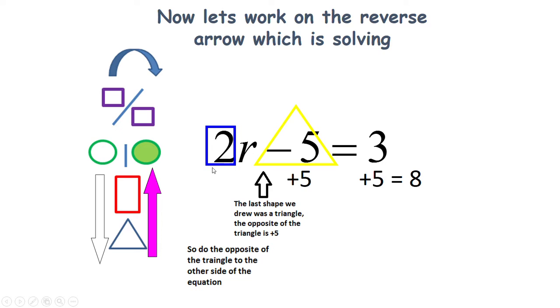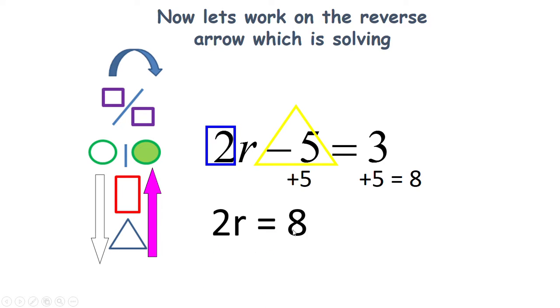We're never ever going to do it underneath the rectangle because we're trying to solve for r. So we're not going to add more numbers to where r is. No, we're going to move it to the other side of the equation. So that means right now, after we get rid of the triangle, we're going to have 2r equals 8.